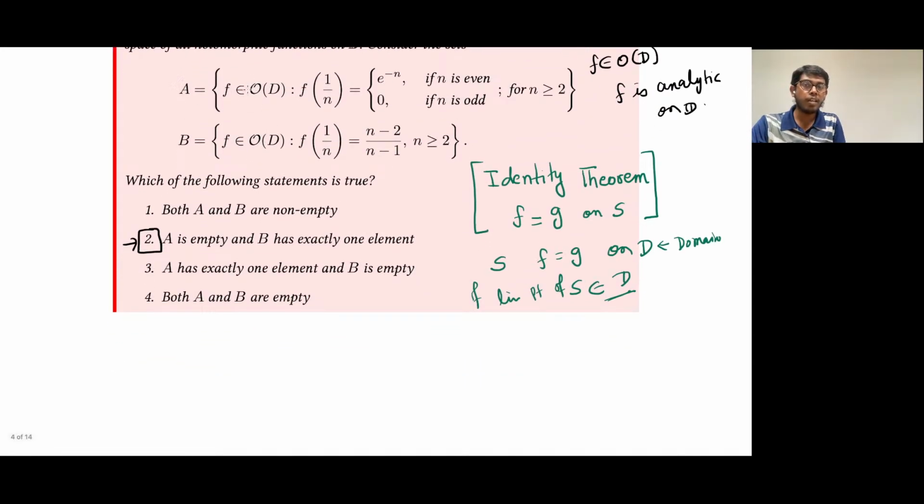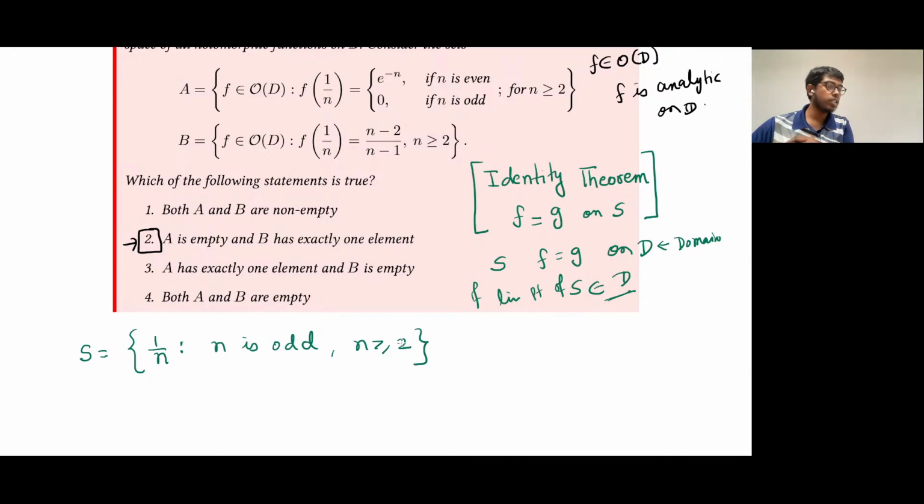So see, note that what is A? A is the set of all holomorphic functions on D such that f of 1 by n is equal to e to the minus n, and 0 if n is odd. So if I consider S to be the set of all 1 by n such that n is odd and n is bigger than or equal to 2, then f is equal to 0 on S. You see that f of 1 by n equals 0 if n is odd, and therefore f is equal to 0 on S.